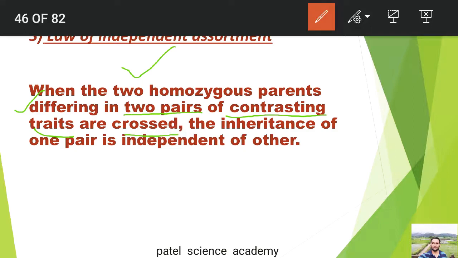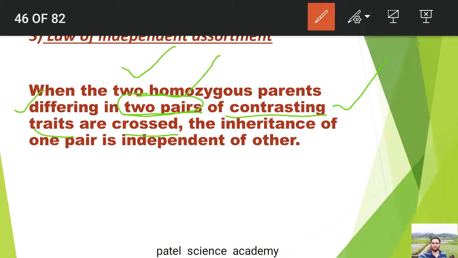Dear students, what difference are you observing here? The difference is that this time in this cross there are two parents, but they are having two pairs which is different. In the previous law we have seen two parents with only one different character. In this law statement we are watching two pairs with contrasting characters, meaning different characters.